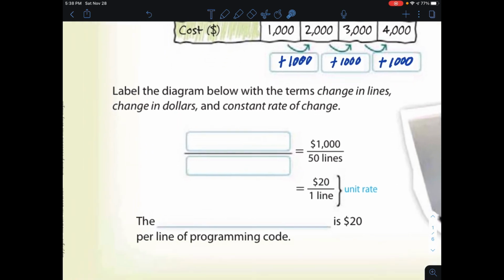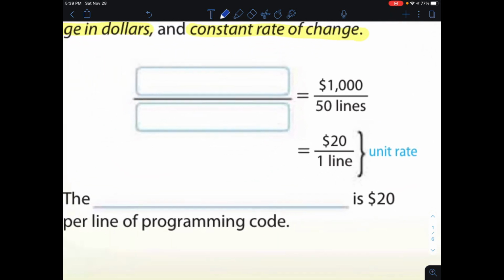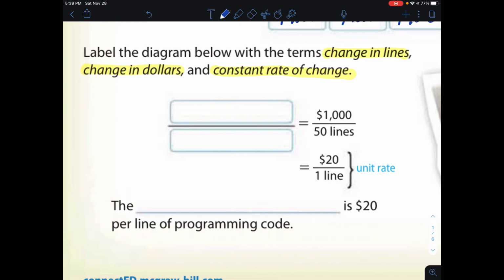Now if we were to label the diagram below, these are the terms that we will be using: change in lines, change in dollars, and constant rate of change. We know that since this is $1,000, this is going to be change in dollars. And since we have lines here, this will be change in lines.